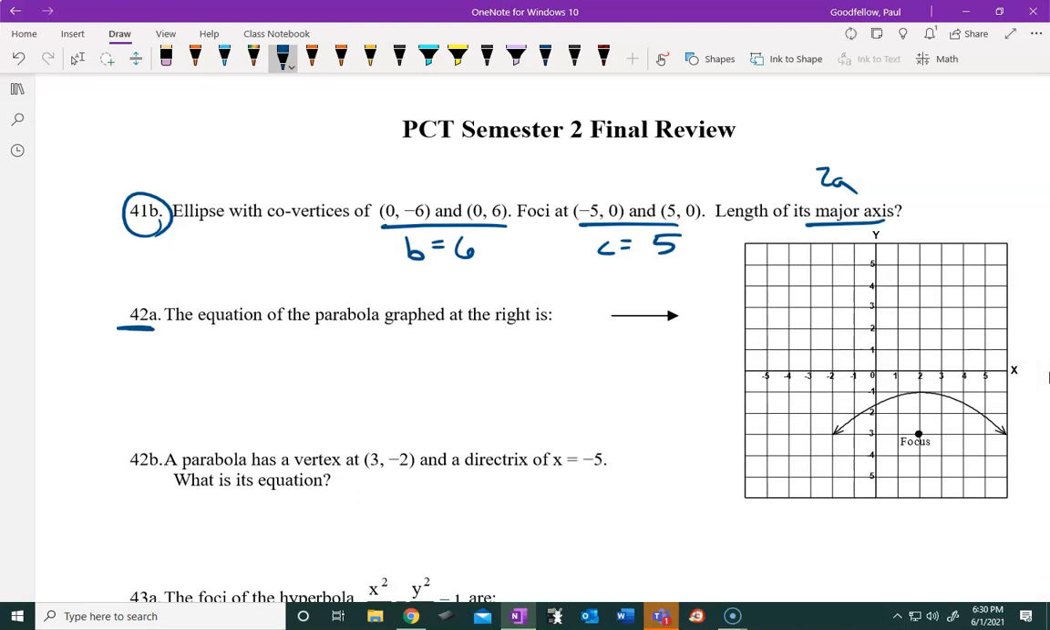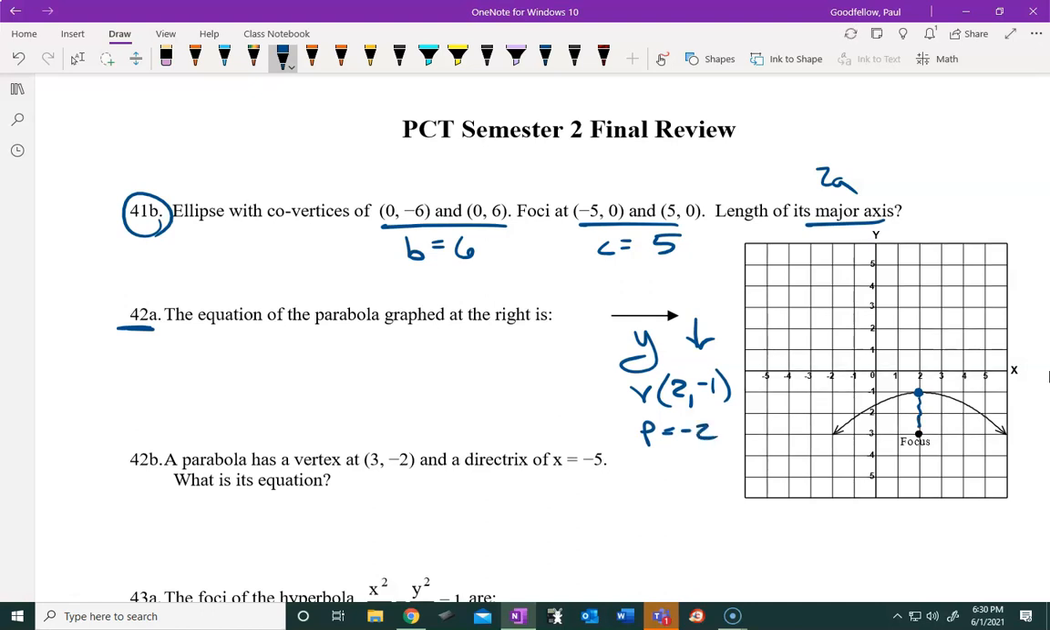42A. Equation of a parabola graphed at the right. Okay, so this parabola is going in a y direction and it's going down. Now, that's important information. It does have a vertex of 2 and -1. More information that's great. And its p-value is -2.